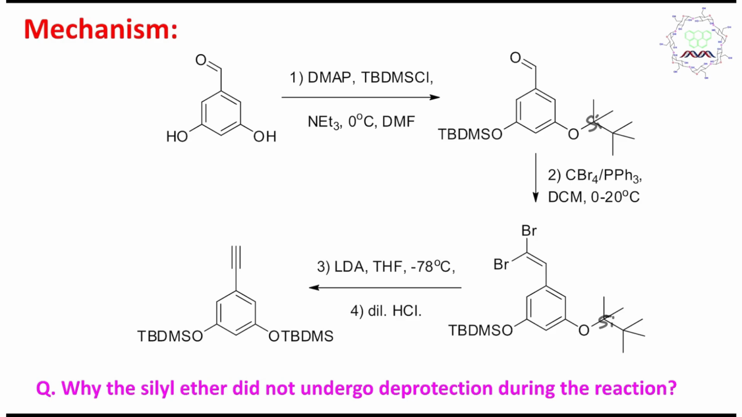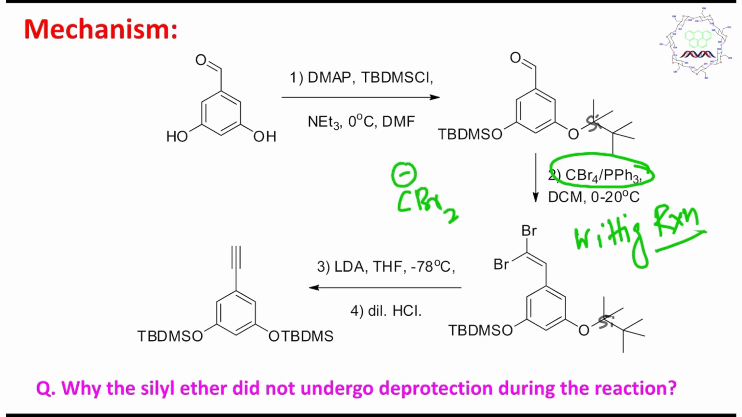I'll upload a dedicated lecture on it, please visit. Now what does this carbon tetrabromide and triphenylphosphine do? You can consider it analogous to the Wittig reagent or Wittig reaction. What it will produce is a carbanion, actually an ylide, more specifically CBr2 minus PPh3 plus. So this CBr2 can act as a nucleophile.